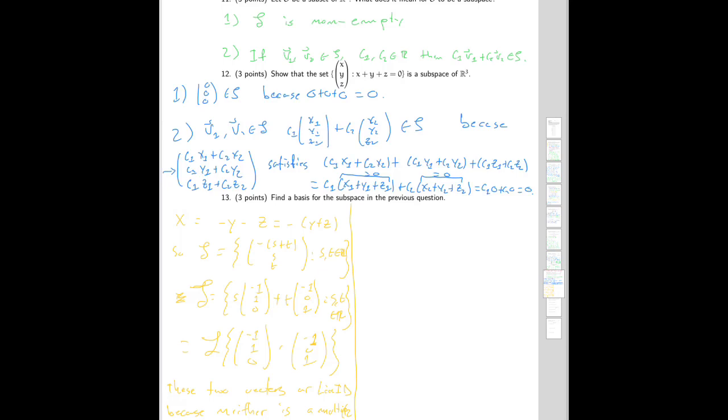What does it mean for them to be linearly independent? It means that none of the vectors is a linear combination of the other vectors. Since there's only two vectors, that just means that neither of the vectors is a multiple of the other vector. Okay, so it's a basis.